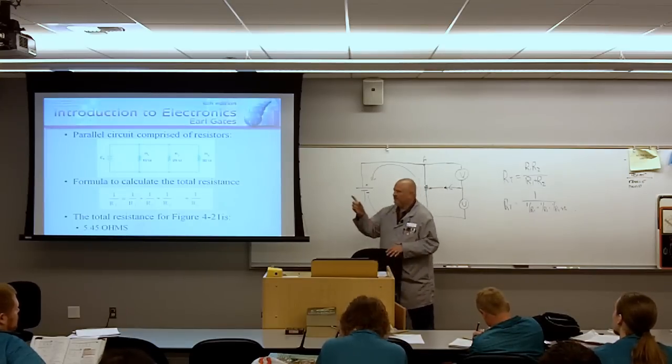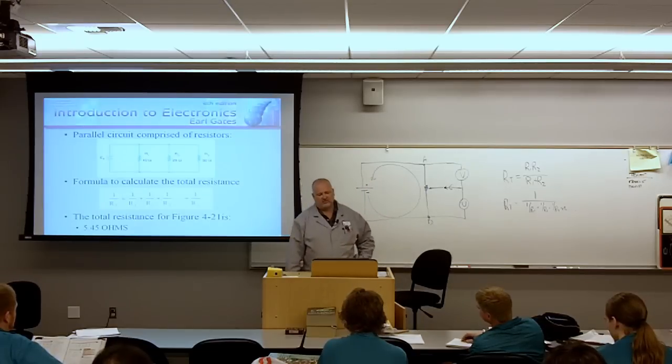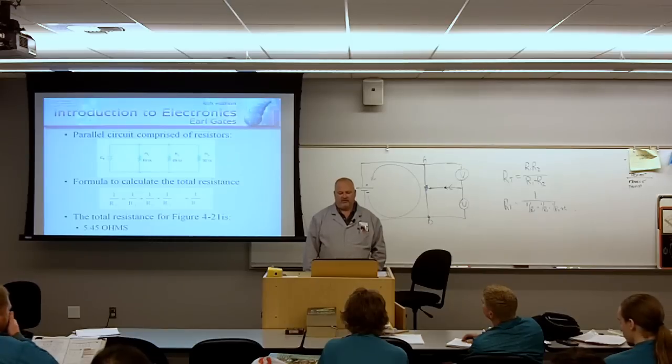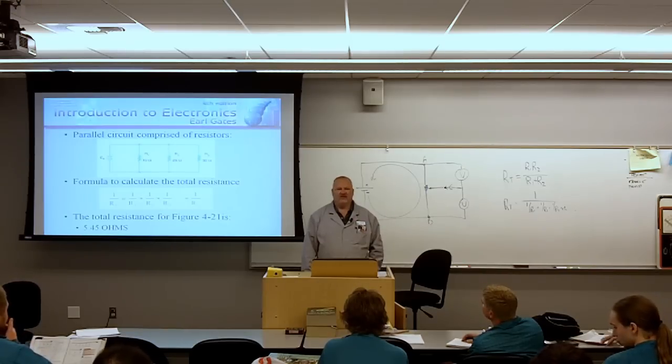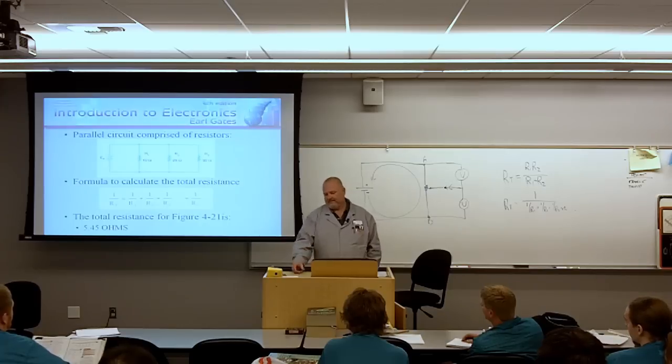When we execute the math on this formula here, the reciprocal of R1 plus R2 plus R3, we add those conductances up, take the reciprocal of it, we end up with 5.45 ohms. Does that answer sound right? Why does it sound right? It's less than 10, works for me.